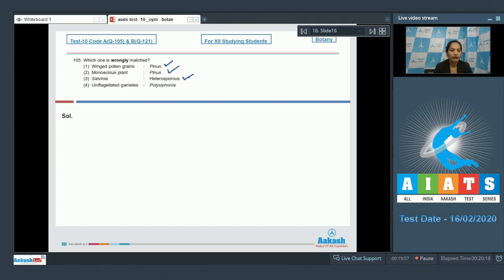It is also true. Fourth one, uniflagellated gametes Polysiphonia. Polysiphonia is a red alga, hence it lacks motile stages. There are no flagella in the gametes. So this is incorrectly matched. So the correct option for the given question is option number 4. Let's move to the next question.